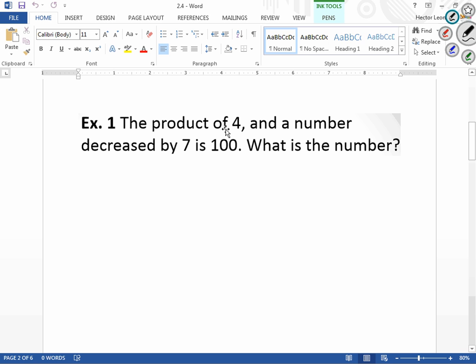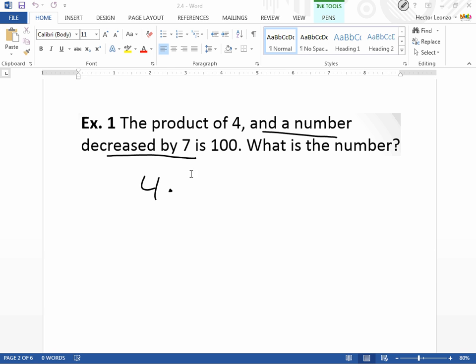So the product of four. I know product means times, and I'm going to be multiplying four times something. I'm reading this as the product of four and a number decreased by 7. Let me erase that so we can see better. I want to multiply 4 with a number decreased by 7, so I want the number decreased by 7 together. So let me do parentheses x minus 7. And it says is 100, so equals 100. First I wrote it as an algebraic expression, in symbols.